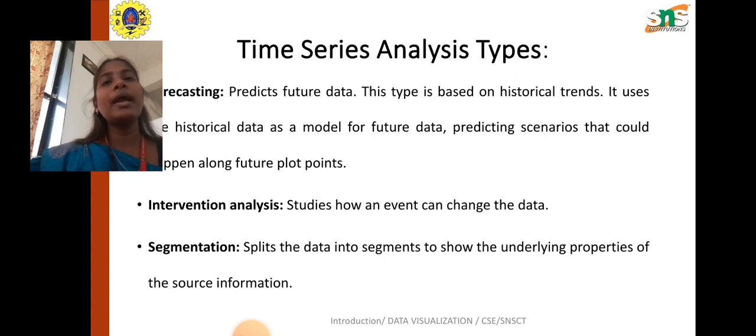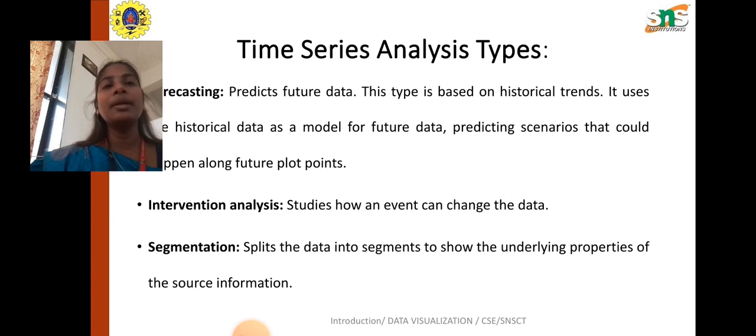The next one is intervention analysis. Here, if I make a little change in the data, how will the entire output change? If I make one event, how does that event change the data? That is called intervention analysis. Then the last one is segmentation. Segment is nothing but splitting the data, or a unit of data being grouped. That is called segmentation.